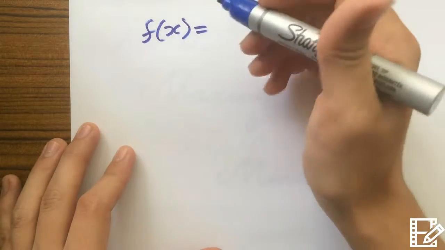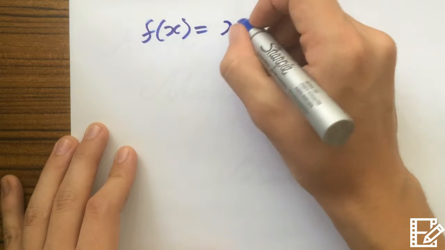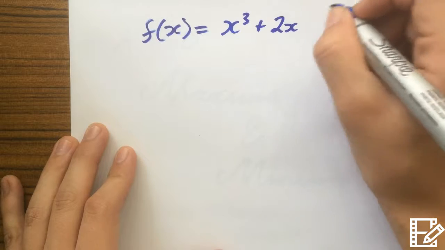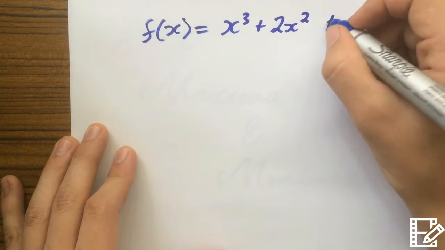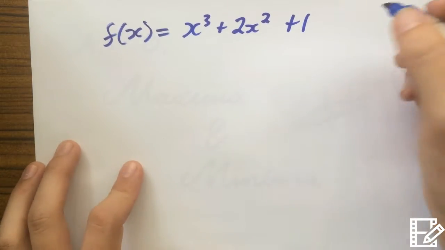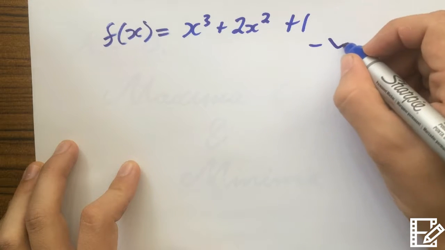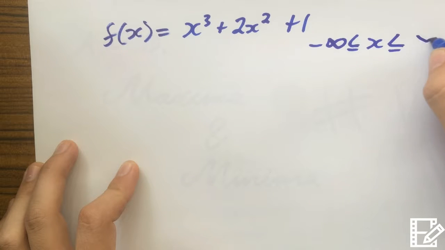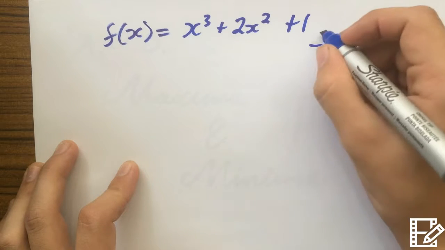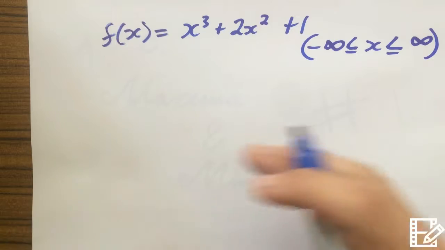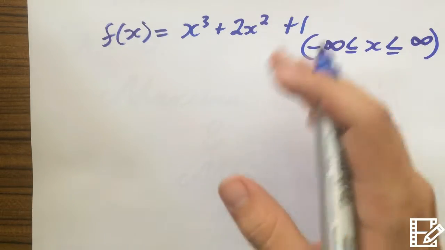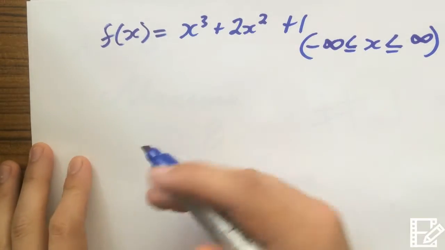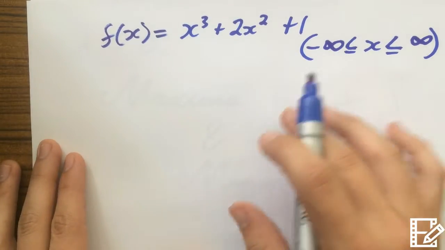Here we have a function, and we're going to call it x to the power of 3 plus 2x to the power of 2 plus 1, and it's going to be in the domain of negative infinity to positive infinity. So the graph will just go on forever. We're not going to be focusing on endpoints at this moment. I'll explain that in the next video where we will be focusing on a proper domain.